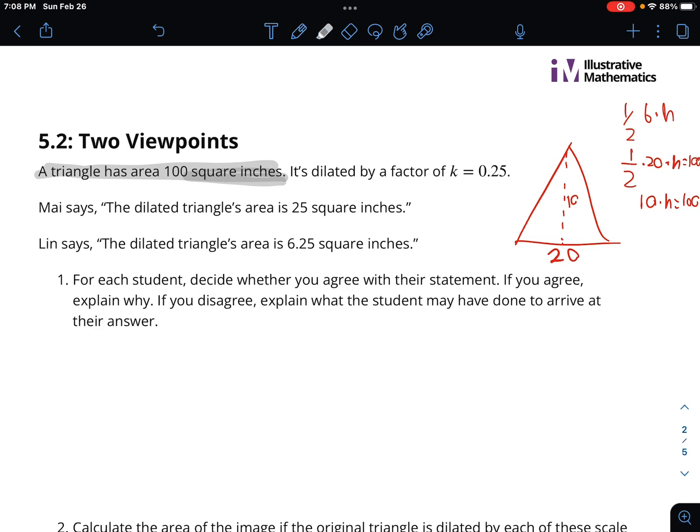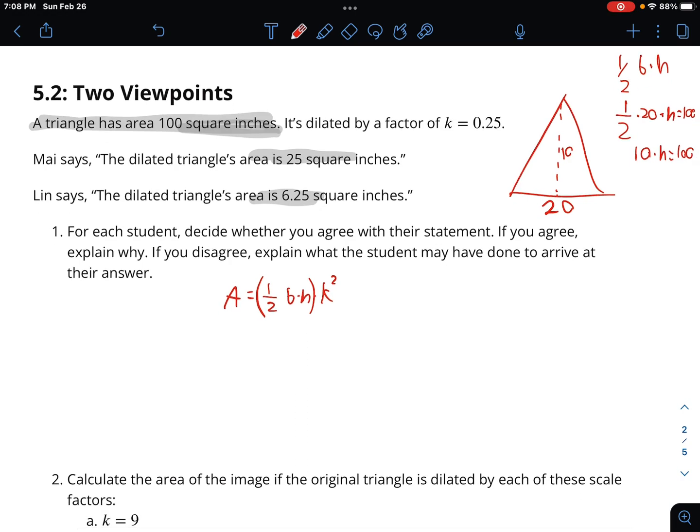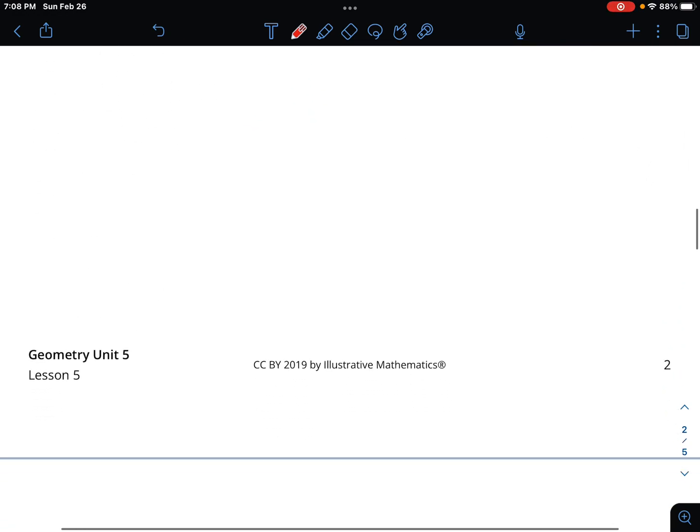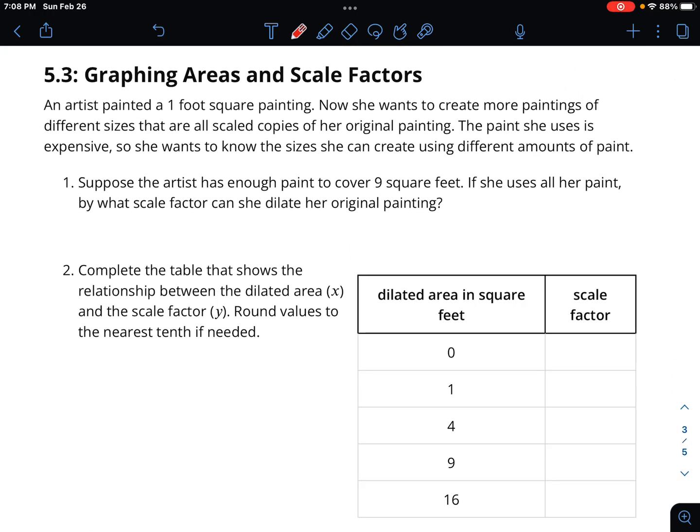The dilated triangle's area is 25 or 6.25. How do you do it? Remember, when you take the area, it's going to be the area, length times width, or in this case 1/2 base times height, times k squared. This is always going to be the area formula, and so keep that in mind when you guys are going through this. What I'd like you guys to do is please go ahead and answer all the parts that go along with this. And go ahead and press pause and finish off 5-2 for me.